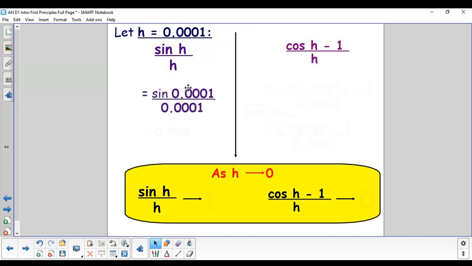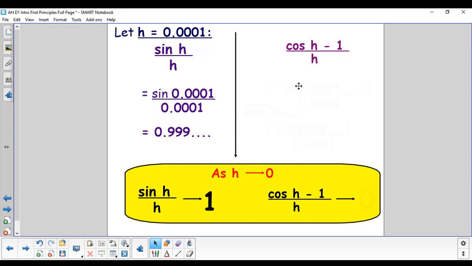So I'm putting the 0.001 in here just now. Remember, when you put that in the calculator, that it'll open up a bracket, so remember to close the bracket before dividing by that. And then when you put it in, you end up with 0.99999. So that means that this calculation, as you put in numbers that are tending towards 0, means that as h tends to 0, this tends to 1.